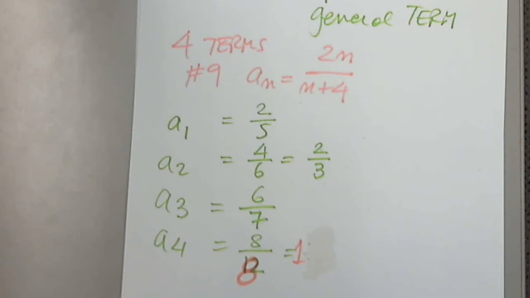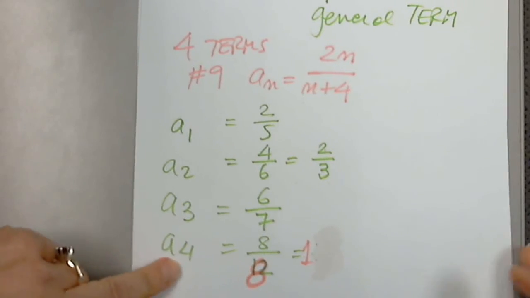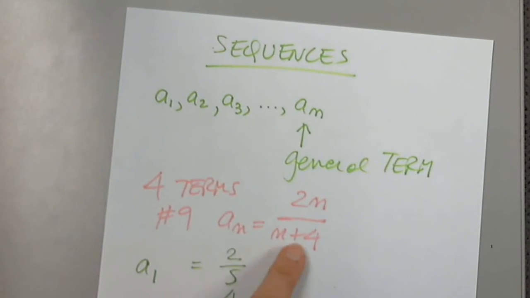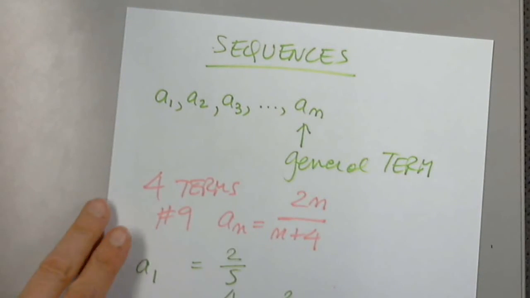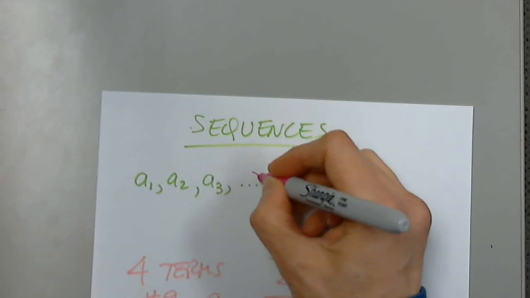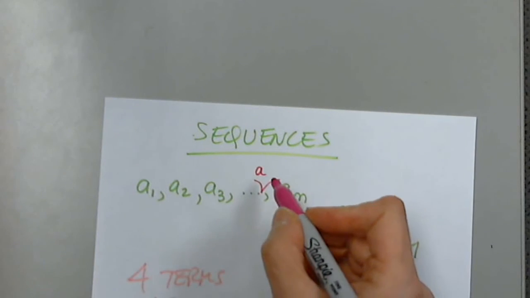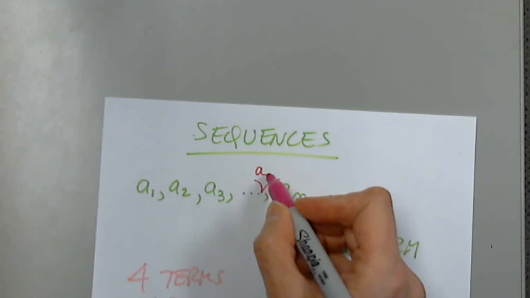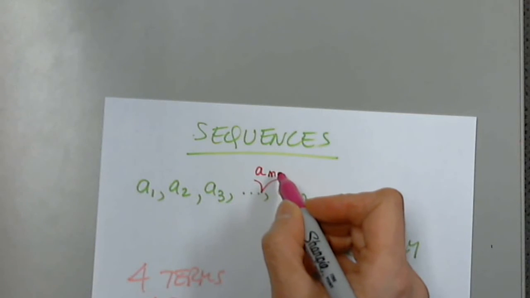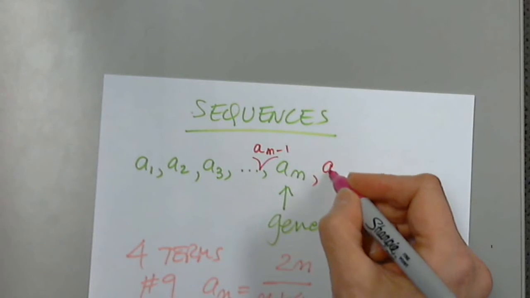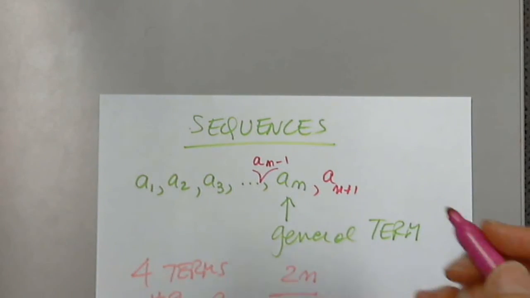Very good. 2 times 4 and 4 plus 4. Thank you, Natalie. Okay, so last idea is a sequence can be given to us with a general term, like this one was. Can anyone give us the term before AN? It's A before N. N minus 1. If I want to create another one, the next one will be A N plus 1, and so on and so forth.